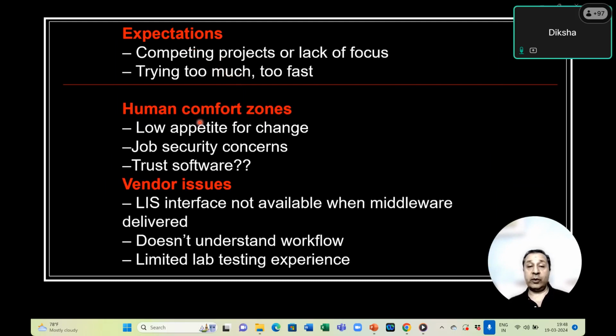We also need to adapt to the change. There'll be some degree of comfort zones which will be shaken when you're trying to get into an automated selection and release of reports. And more important than any of these, are you actually ready? Is your laboratory information system or the middleware system actually going to let you do this, or is that going to be a showstopper?